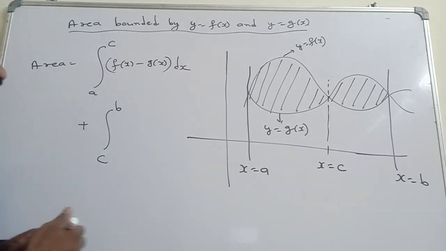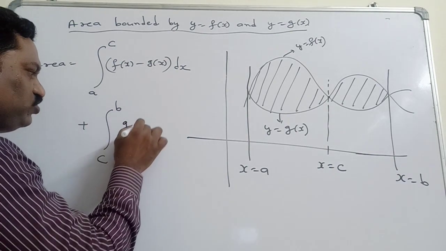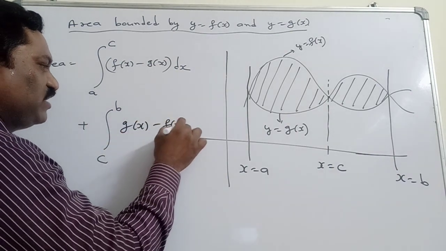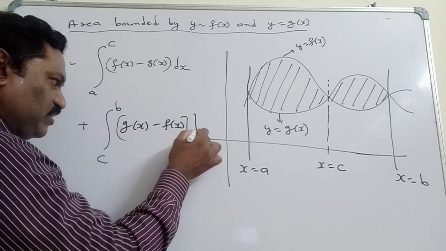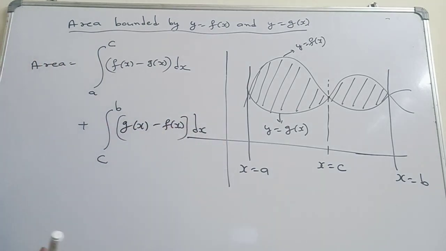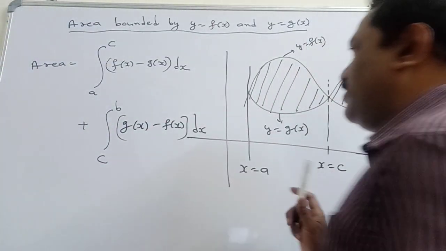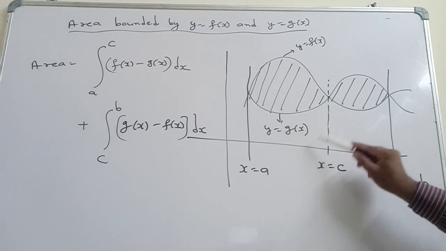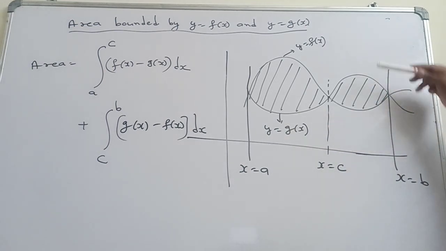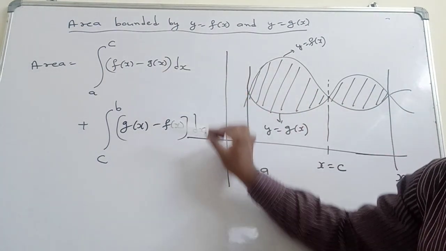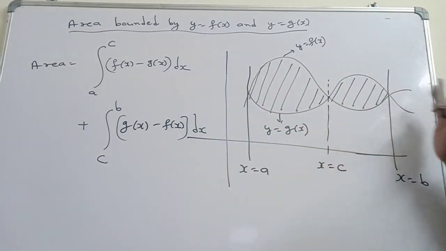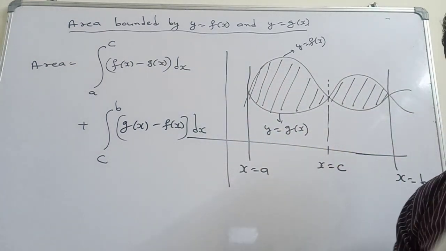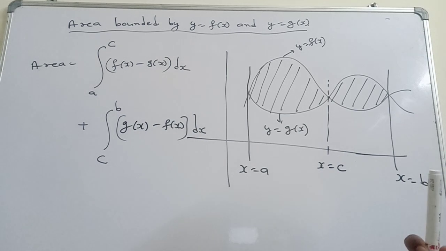That's why, from c to b, we have to take the integral of g of x minus f of x dx. So this we have to evaluate. Whenever the upper and lower curves get interchanged somewhere in between, then we have to split the limits: from a to c, upper curve minus lower curve, plus from c to b, upper curve minus lower curve. Then we add both the areas, and we get the entire hashed area. Okay, so this is the sub part of this.